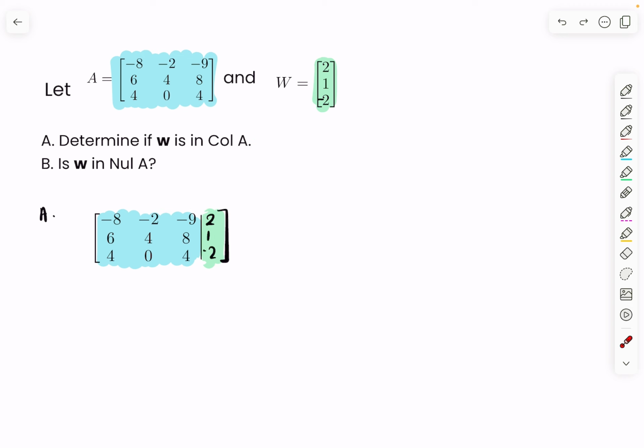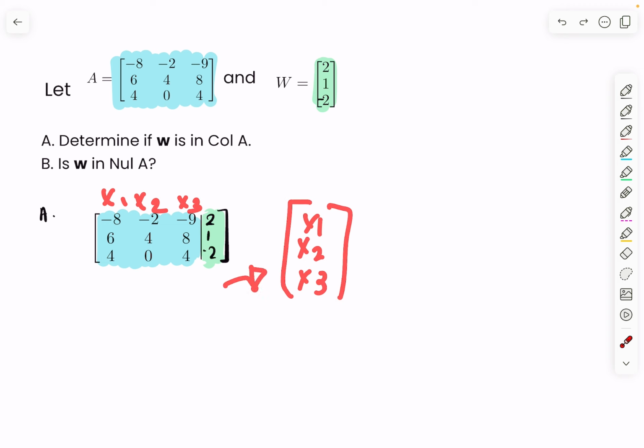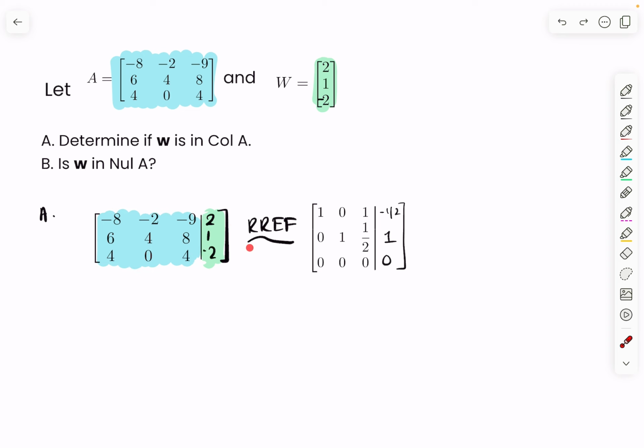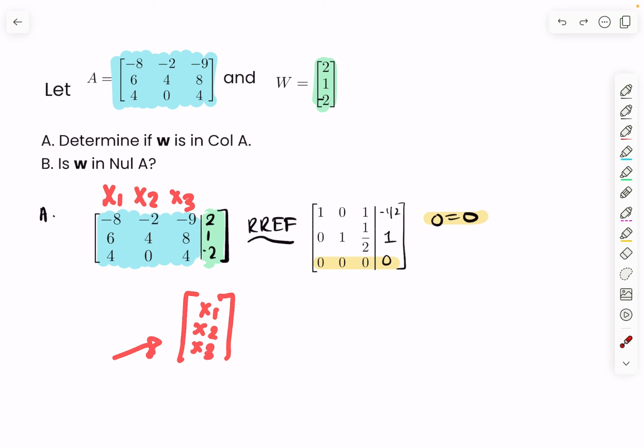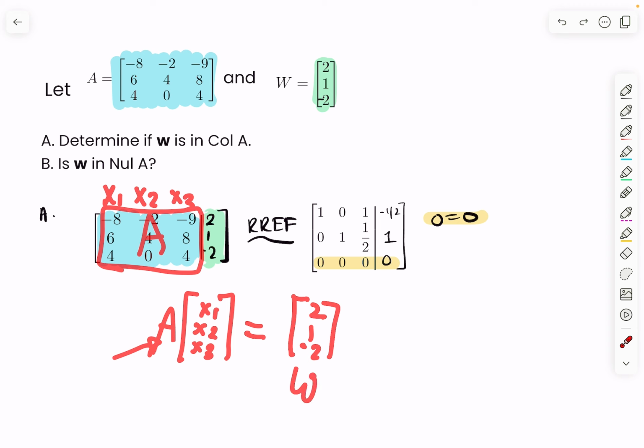If there's not, that means that there aren't any x1s, x2s, and x3s, there aren't any vectors that will multiply with this matrix to give you W. So all you have to do is put it into reduced row echelon form, and then you see 0 is equal to 0. What does that tell you? It tells you that there are many x1s, x2s, and x3s, many vectors like this that will multiply with the columns of A and actually give you 2, 1, negative 2. That will give you W.